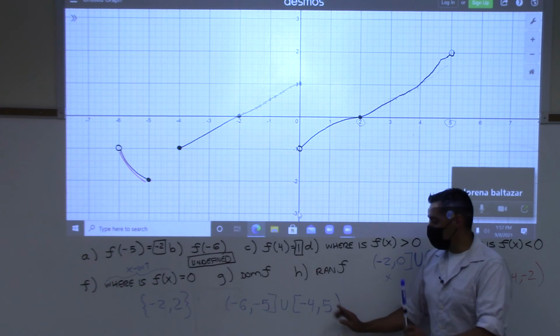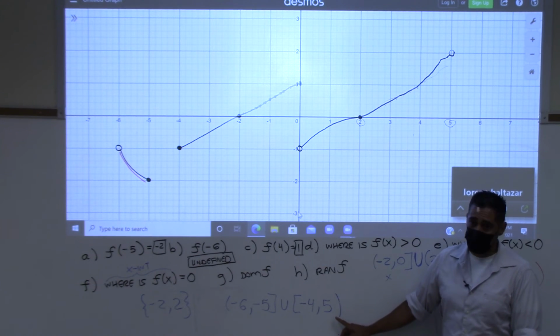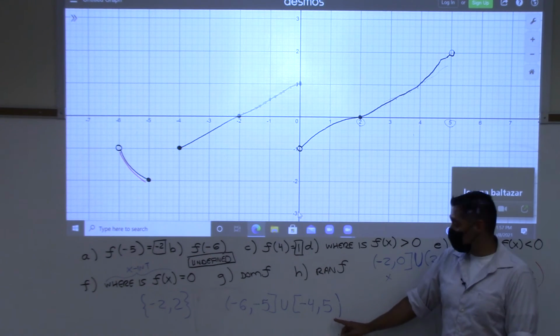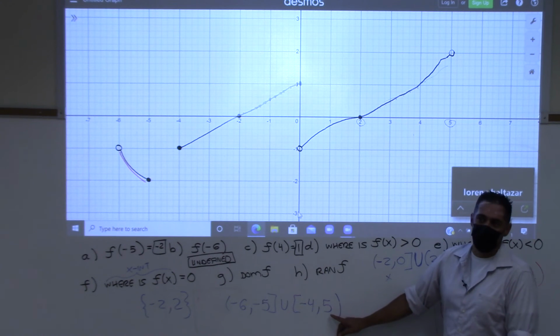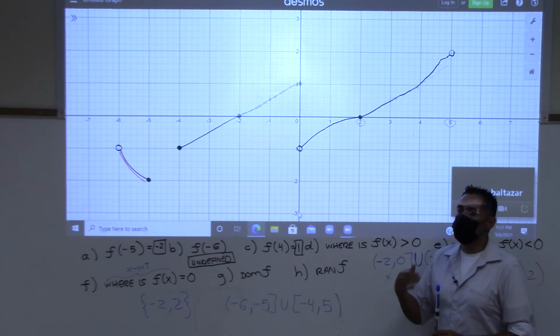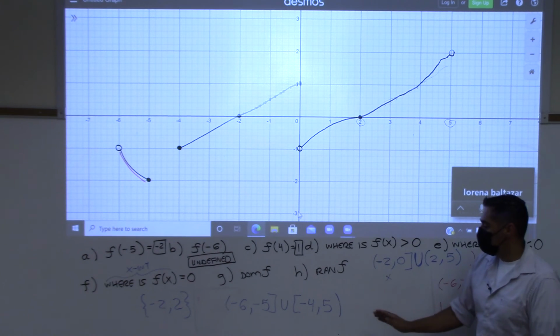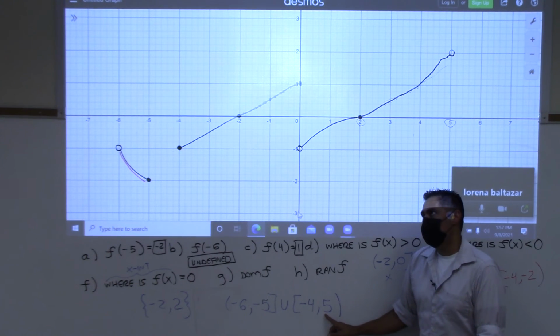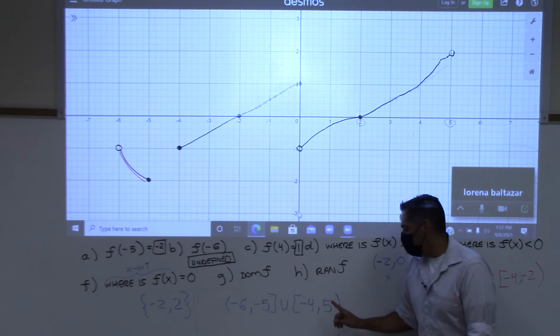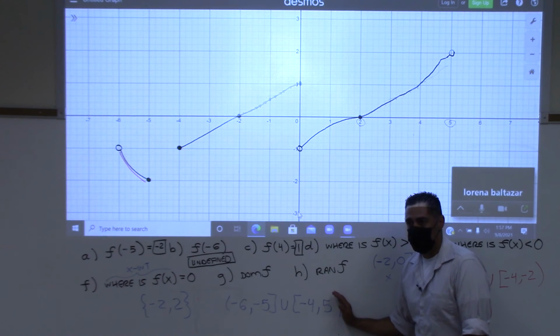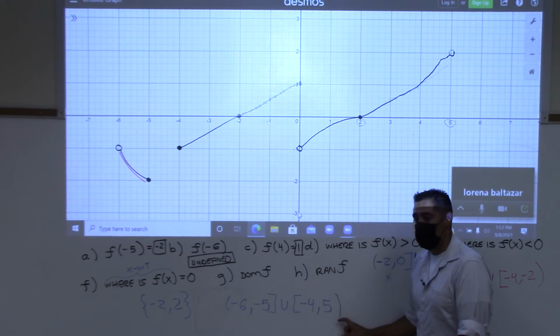There is no number right next to 5, okay? If there was, I would tell you to go from here to the number right before 5. But since there is no closest number, I have to tell you to go to 5 and never actually get there. The way I do that is by putting a parenthesis. If I want you to actually get to 5, I'll put a bracket.